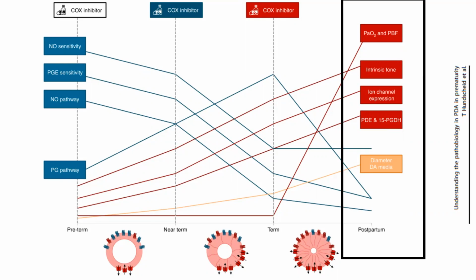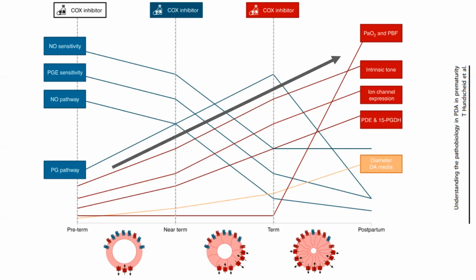The main pathways that promote ductus arteriosus closure are in red. They include PaO2 and pulmonary blood flow, which you can see increase dramatically postpartum. Intrinsic tone of the ductus, ion channel expression, and prostaglandin dehydrogenase, which breaks down prostaglandins. As you can see, all of these increase throughout gestation, and the relative abundance of the red receptors on the ductus is higher near term. You can see that down there.